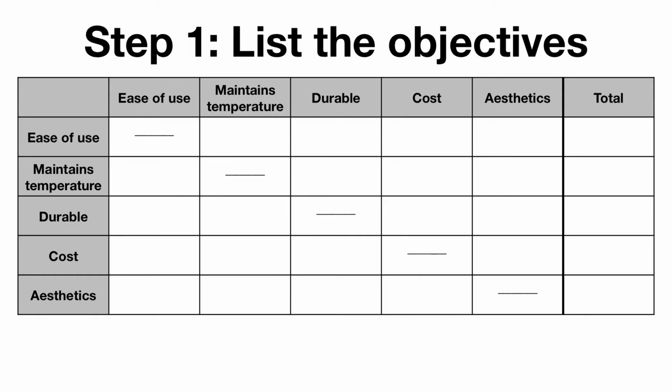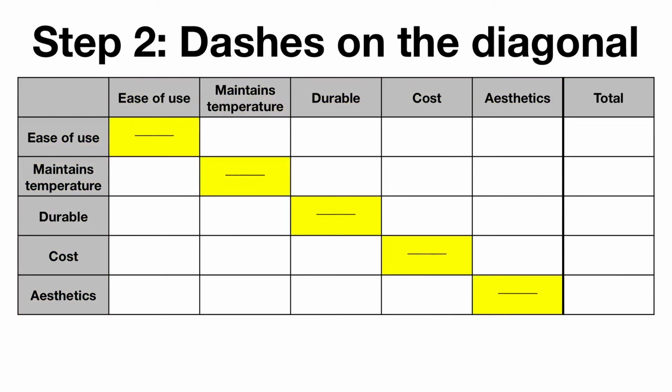So for step 1, for our water bottle example, we have 5 objectives: ease of use, maintained temperature, durable, cost, and aesthetics. These 5 objectives are listed in the left-hand column and the top row. The second step is to place dashes diagonally downwards. So you'll place a dash in the box of the intersection of identical objectives. For example, ease of use and ease of use, cost and cost.